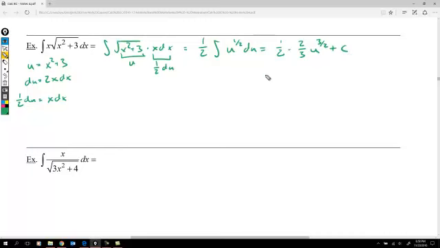Right, and then I just make that substitution. So these fractions will cancel to be 1/3. I get x squared plus 3 to the 3 halves plus c. All right, not too bad.